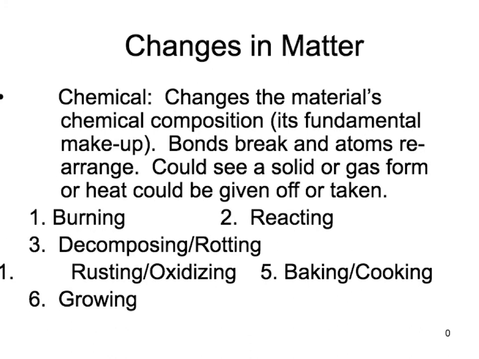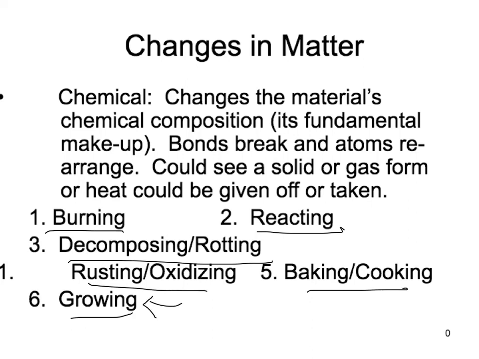Grinding, cutting, okay. Chemical, though, this is going to change the material's chemical composition. I am exchanging electrons. Bonds break, atoms rearrange, electrons exchange. If I burn something, I react something, decomposing or rotting, rusting, oxidizing, baking or cooking, growing. I think that gets a lot of people. But when you have something grow like grass, that's photosynthesis. You're taking water and sunlight, and you are taking in carbon dioxide, and you are making something vastly different.